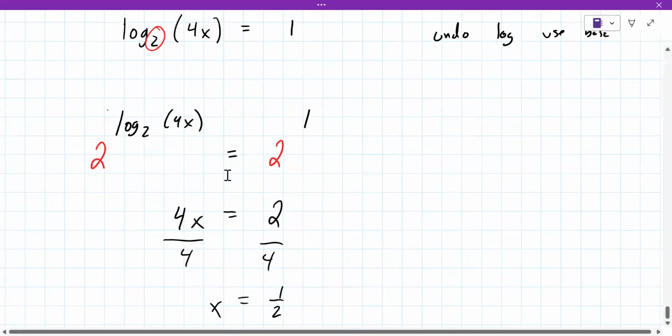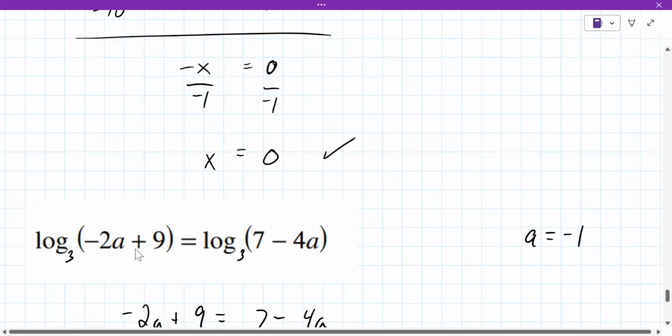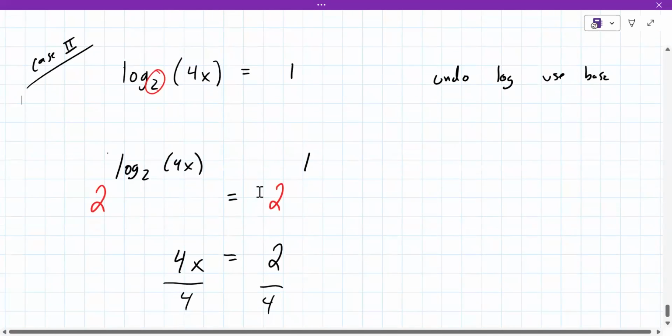So this is what I call case 2, where it's a log equals a number. All these other problems we were doing were case 1, where it's log equals log, and you just set them equal to each other.